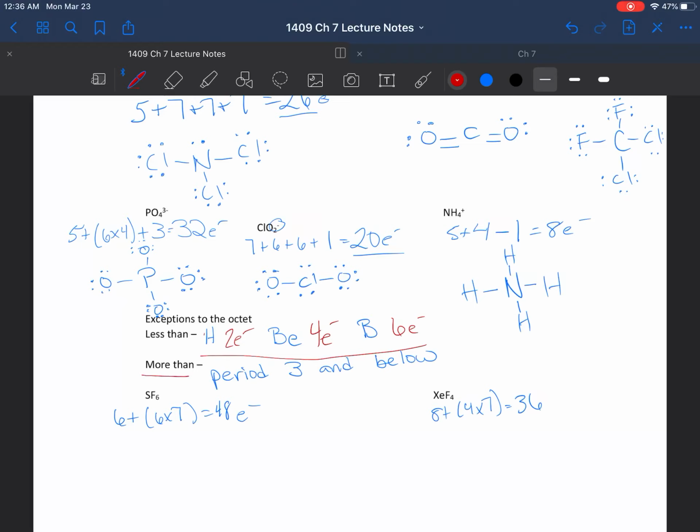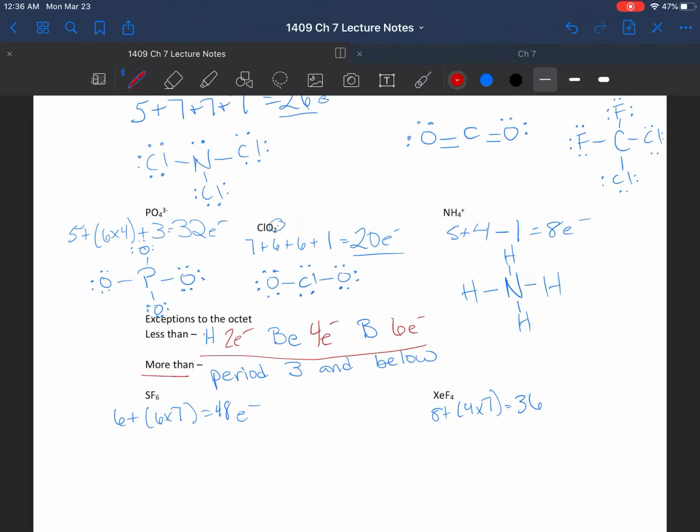Now, you will frequently see exceptions to the octet rule where you have atoms that can have more than an octet. Elements that allow that are in period 3 and below. Essentially, the atom has to be big enough to take those extra electrons. So we have a couple of examples here.